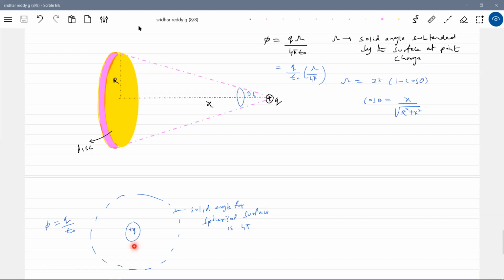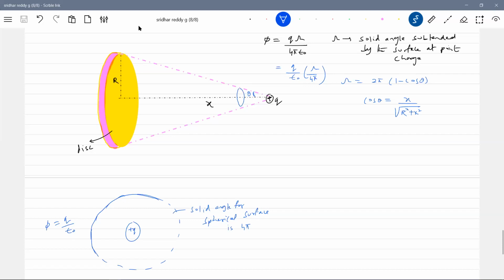Solid angle, sir, what is solid angle? I'm unable to measure. That's what I'm saying: as we go for different surfaces, you'll get a picture. I'm just taking a circular disc and a solid sphere. So this is a solid sphere, and this is a spherical surface. What is the solid angle of it? It will be 4 pi.